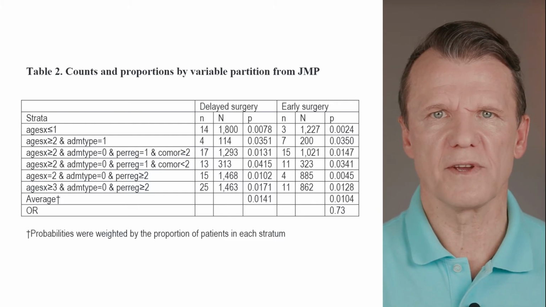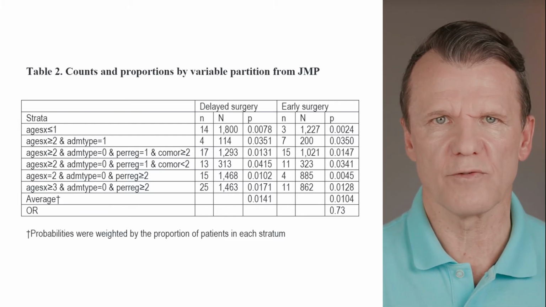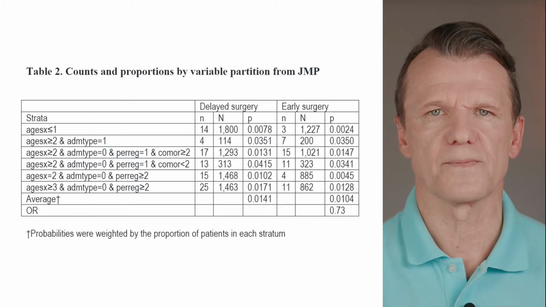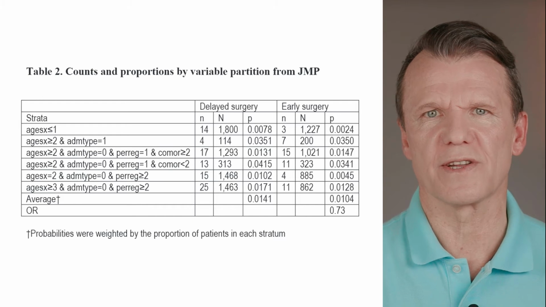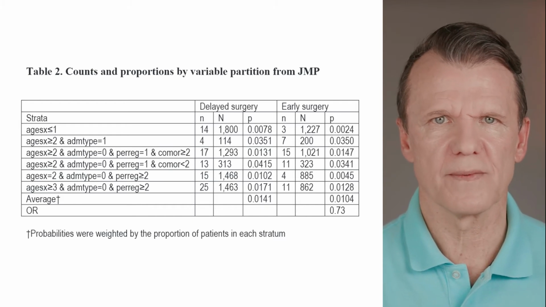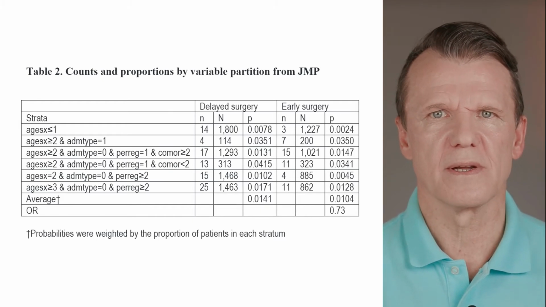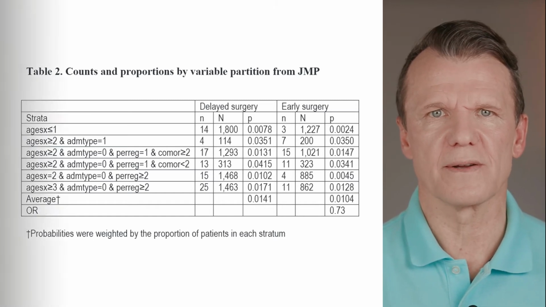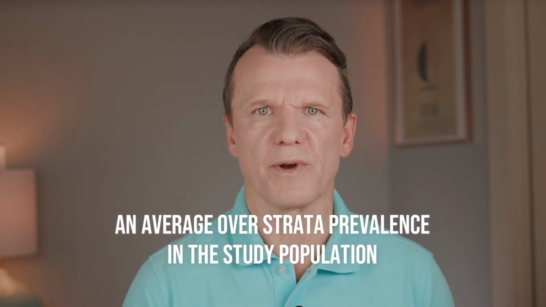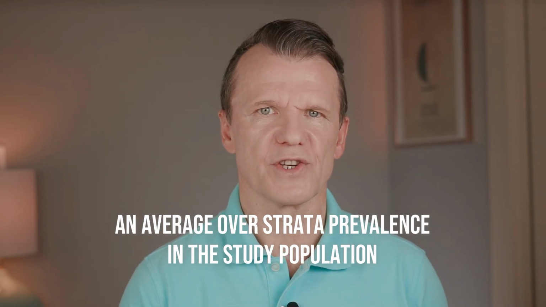The beauty of stratification is in simplicity of aggregate data we need. This table shows counts and proportions across the strata. Counts of surgery, counts of outcomes, and the proportion of outcomes in timing groups and in strata. That's it. If treatment effect varies across strata, we're looking for an average over strata prevalence in the study population.